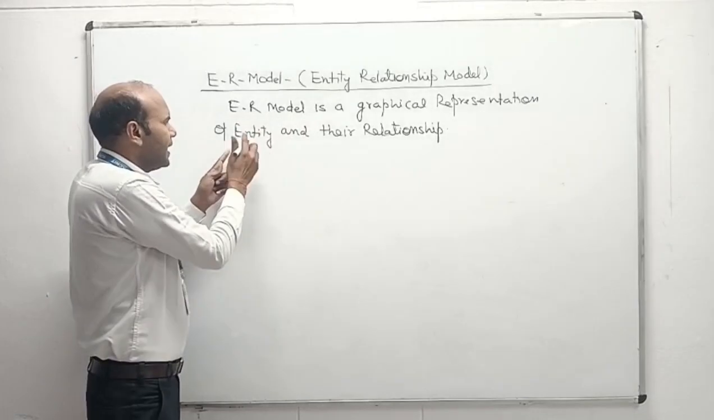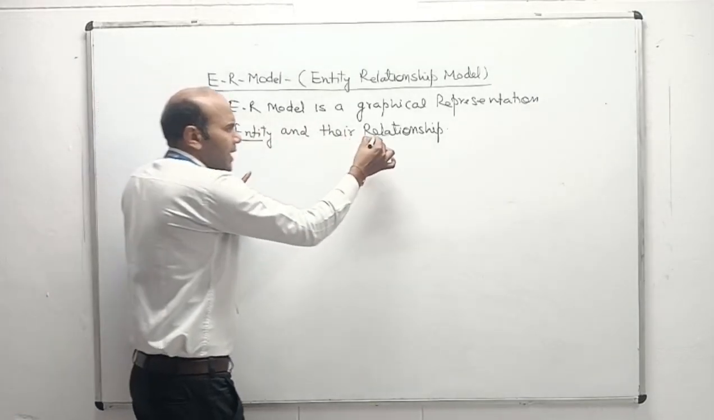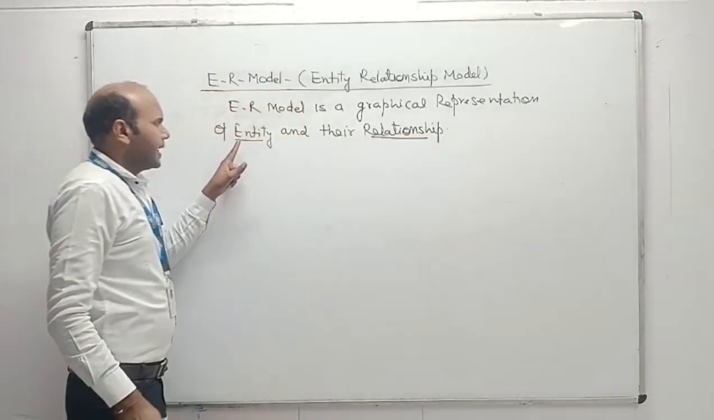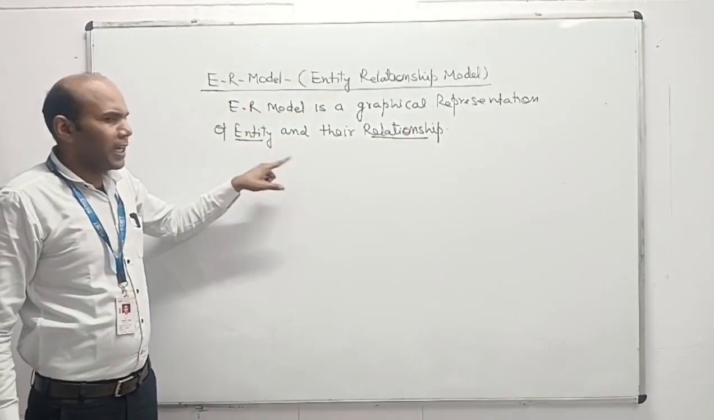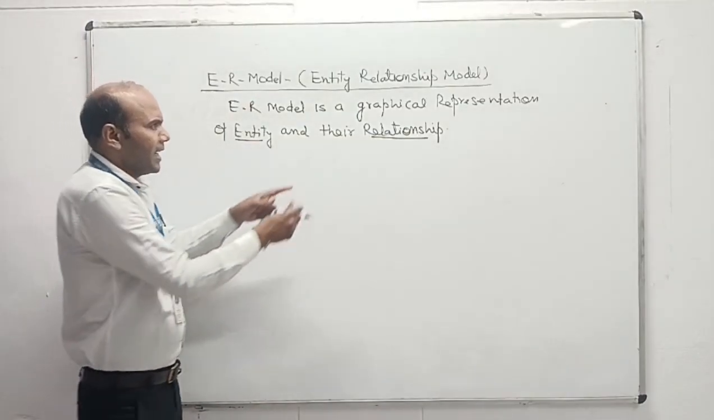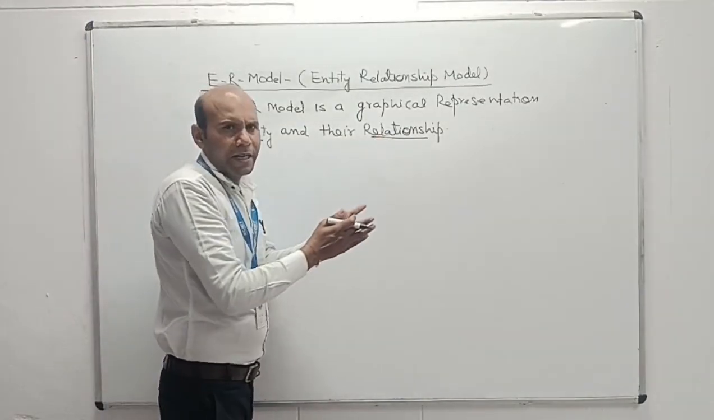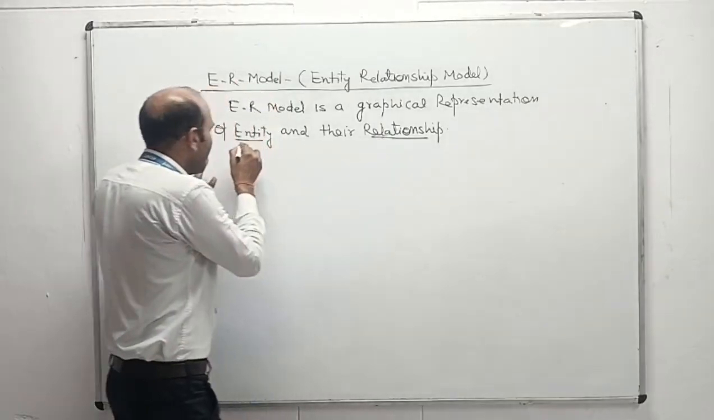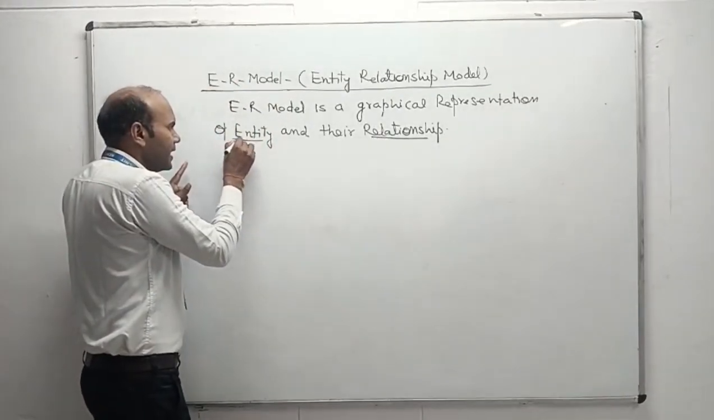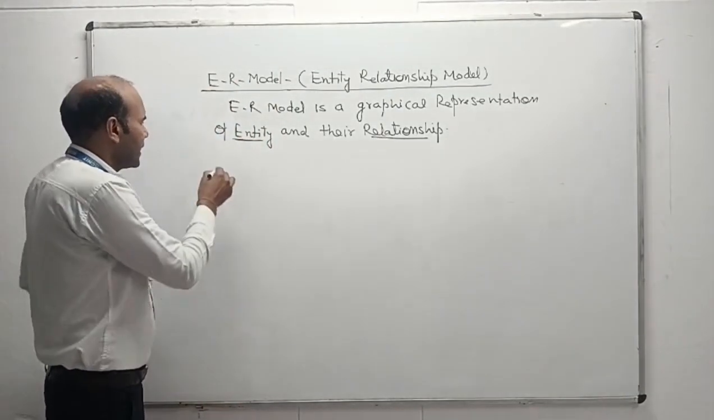Basically, what is entity? What is the relationship? Entity is a real thing or object which exists in this real world, and relationship is the association among the entity set.